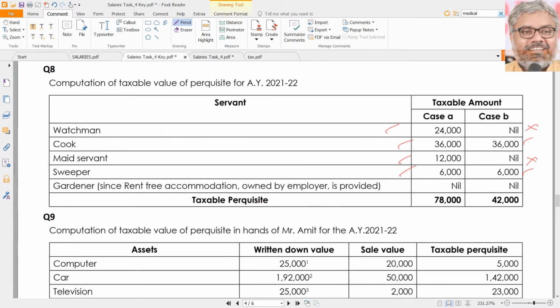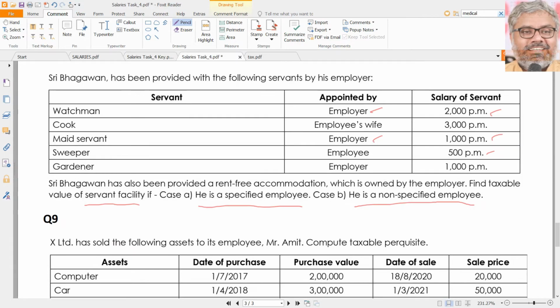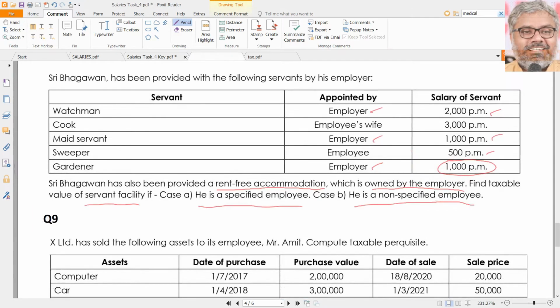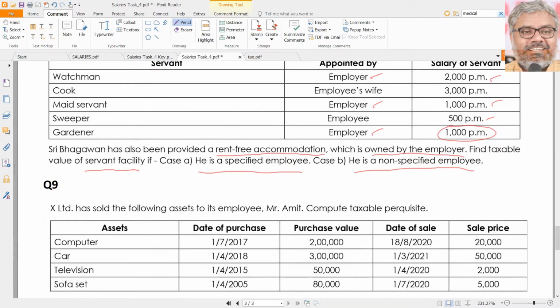Look at another point here. This is another important point. Gardener: if rent-free accommodation owned by the employer is provided to the employee, the gardener facility which is provided is not going to be taxable. Even for a specified employee, it is not taxable. For a non-specified employee, anyway, it is not taxable, since the appointment happened by the employer. So that is another point to be noted. Where a rent-free accommodation owned by the employer is already given to the employee, the gardener facility separately is not taxable.